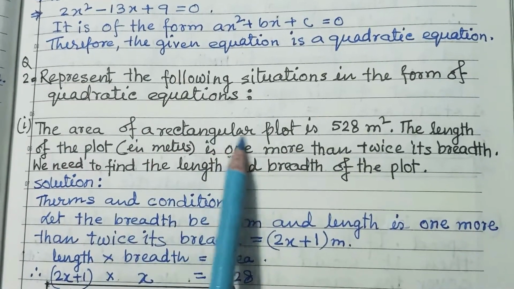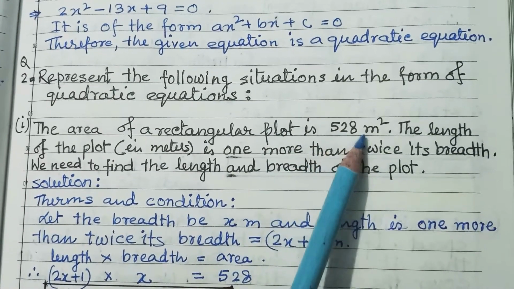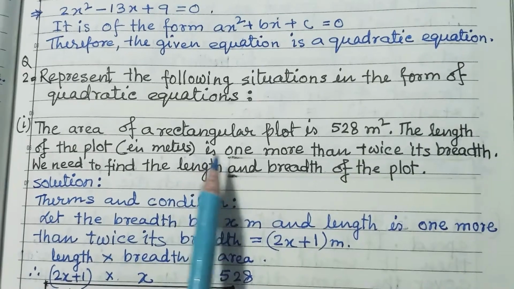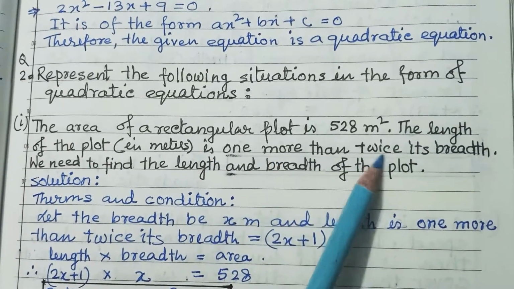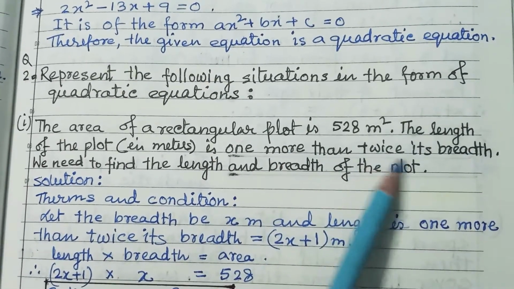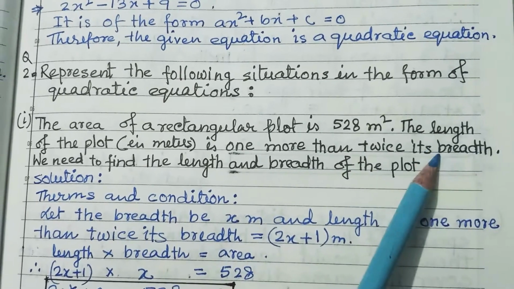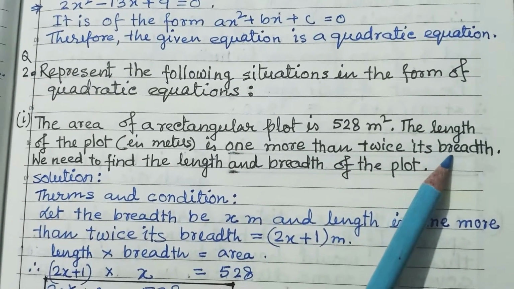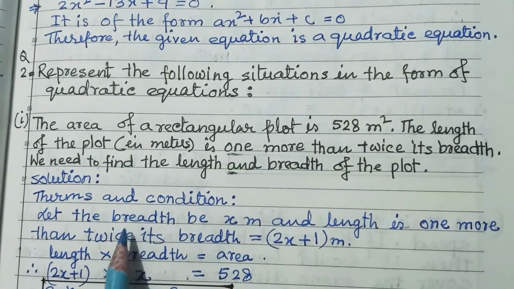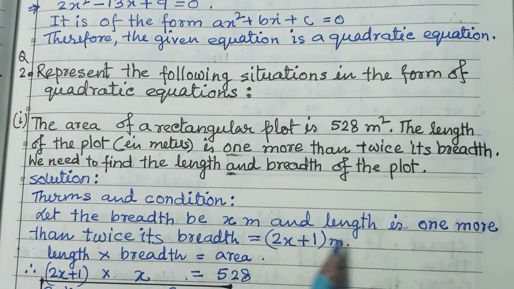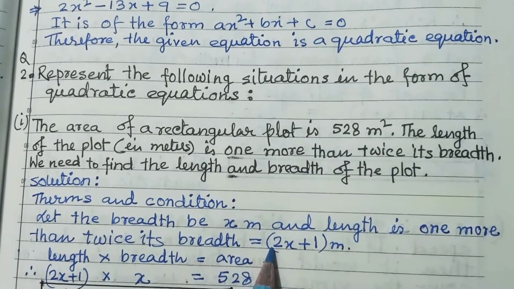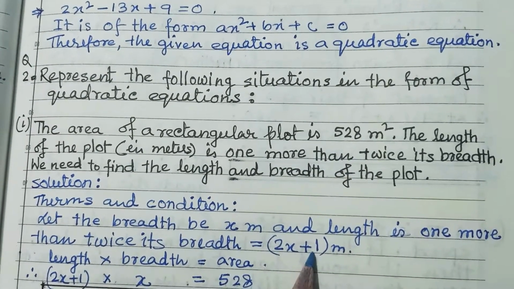The area of the rectangular plot is 528 meters square. The length of the plot is one more than twice its breadth. Already I have told, the last word of the sentence, you have to take as x. So let breadth be x. I have taken breadth x. So length is one more than twice its breadth, so 2x plus 1. It is the length.